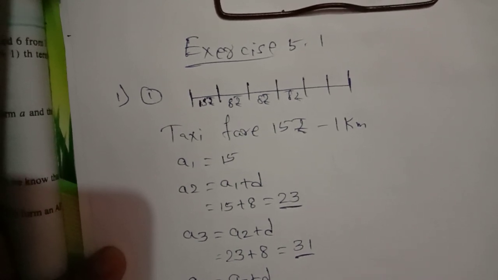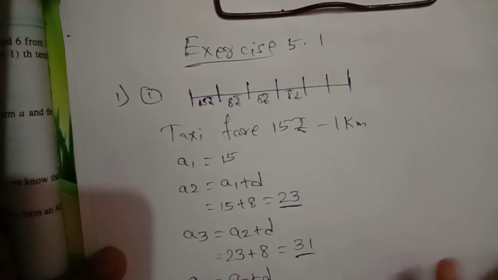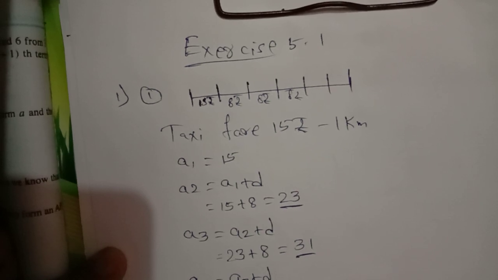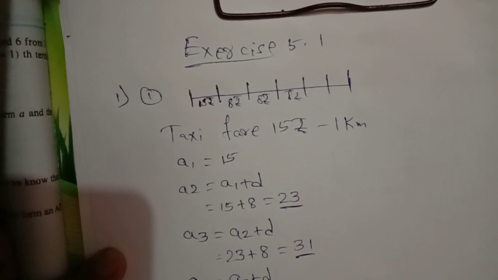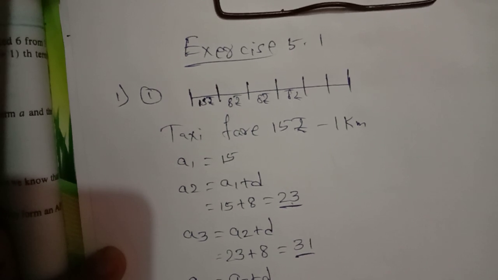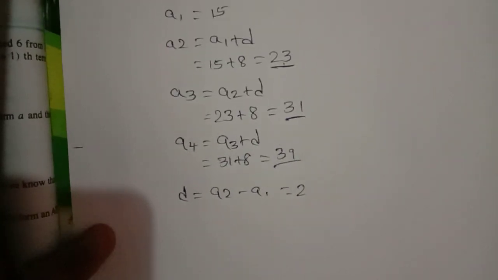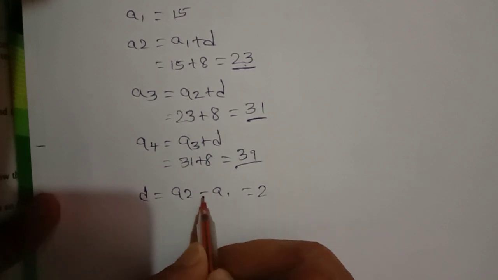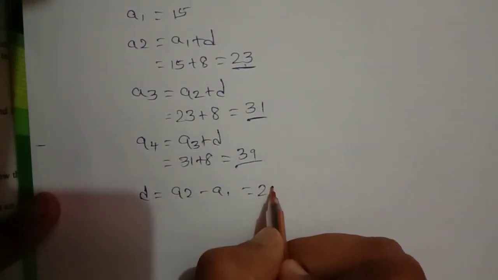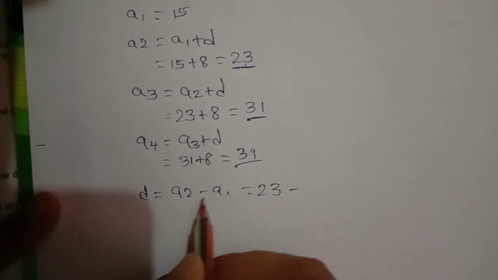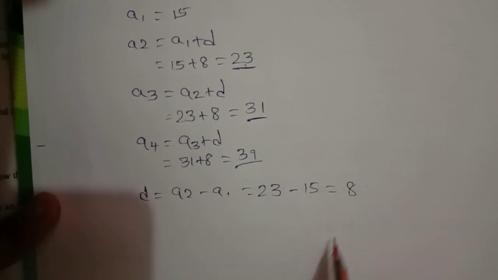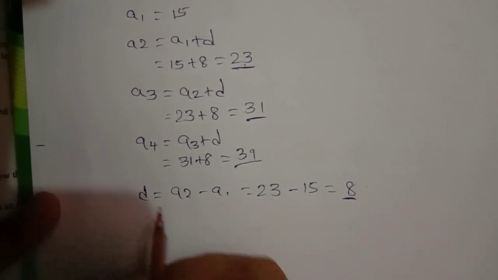So all we got here. Now we have to check the difference. Is it the same or not? So D is equal to the difference A2 minus A1. What is the A2? 23. We can check there. A2 minus A1, so what is the A2 here? 23 minus A1, 15. What is the difference? You got 8.